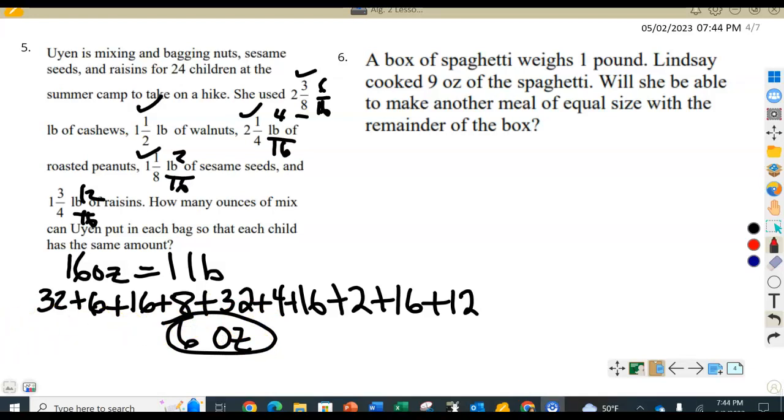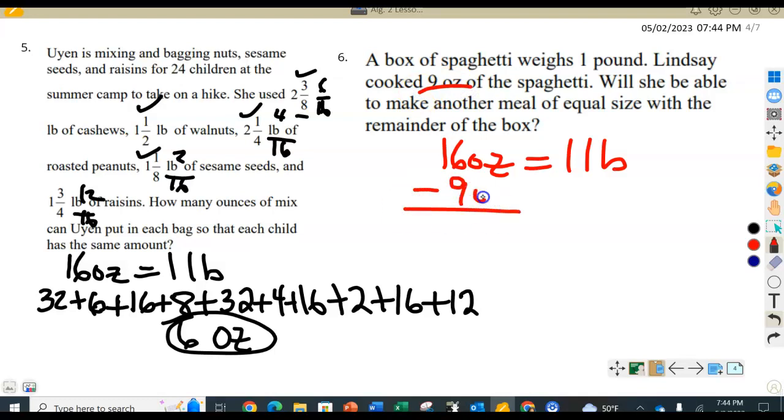All right, the next question. A box of spaghetti weighs 1 pound. Lindsay cooked 9 ounces of spaghetti. Will she be able to make another meal of equal size with the remainder of the box? All right, again, 16 ounces equals 1 pound. If she cooked 9 ounces of spaghetti, we can subtract 9 ounces, and that means she has 7 ounces left. She cannot cook another meal of equal size. So the answer to that would be no. She would need at least 2 more ounces to cook another meal of equal size.